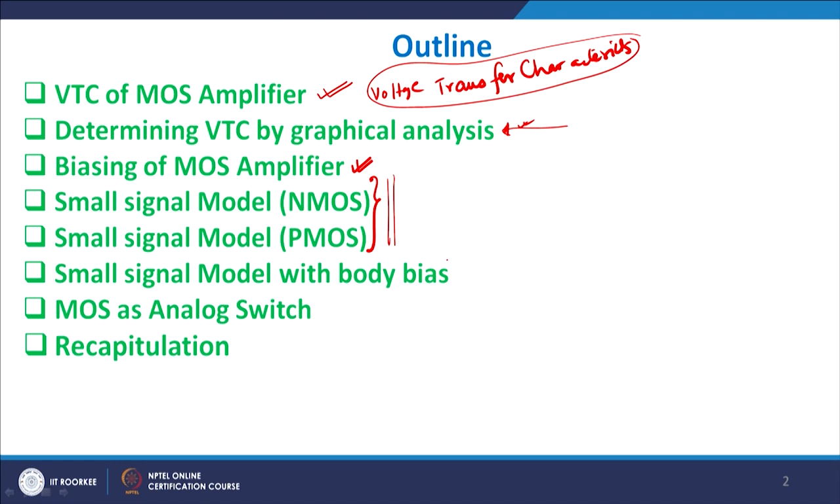We again look at the small signal model with body bias, and I will come to this later on, as we discussed that body bias is an important point. Then we finally end our module by explaining how MOS works as an analog switch, right, and we will see how it works as an analog switch overall.